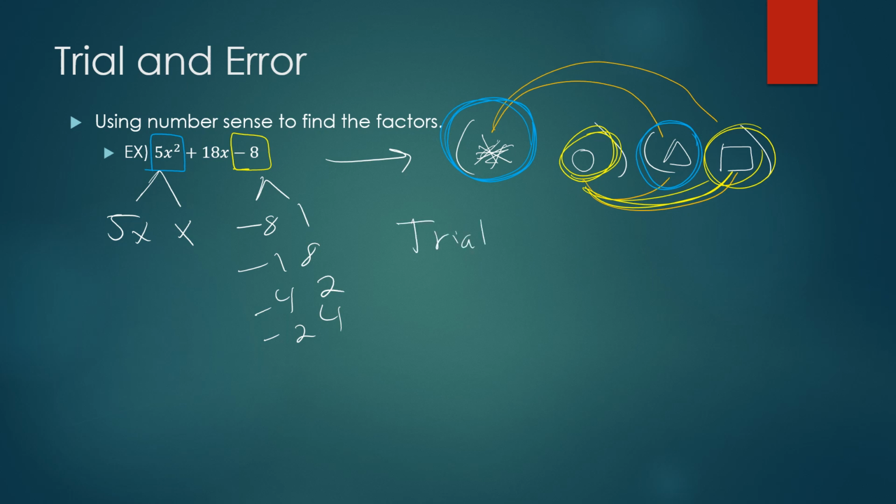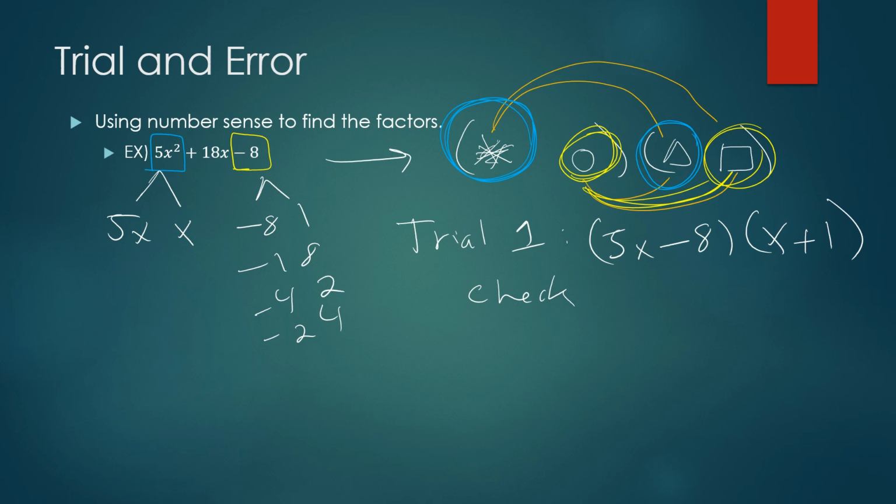So I'm going to try a trial. Trial number 1. I'm going to go ahead and put 5x and x here, because if I multiply these two together, I'm going to get 5x squared, which is what I want. Now I'm going to pick one of these combinations. Let's go ahead and pick the first one, -8 and +1.